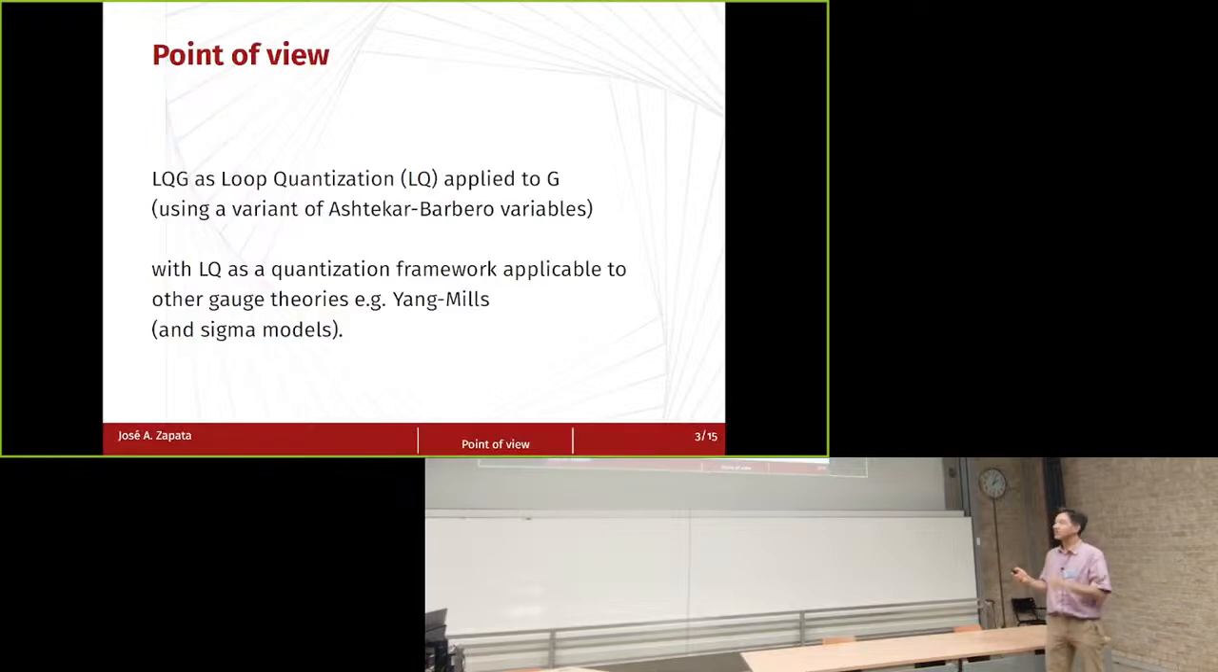And that's it. So the point of view that I'm giving here is slightly different than some other points of view for people that do loop quantum gravity. Here I'm taking loop quantum gravity as applying the process that they call loop quantization to gravity. If you want to be more precise, I use some particular variables, okay? But it's a process that could be applied to other frameworks, in particular to other gauge theories like Yang-Mills or something. I can loop quantize them and try to see what I get. Also to sigma models. So they have to be gauge theories, but they can be.